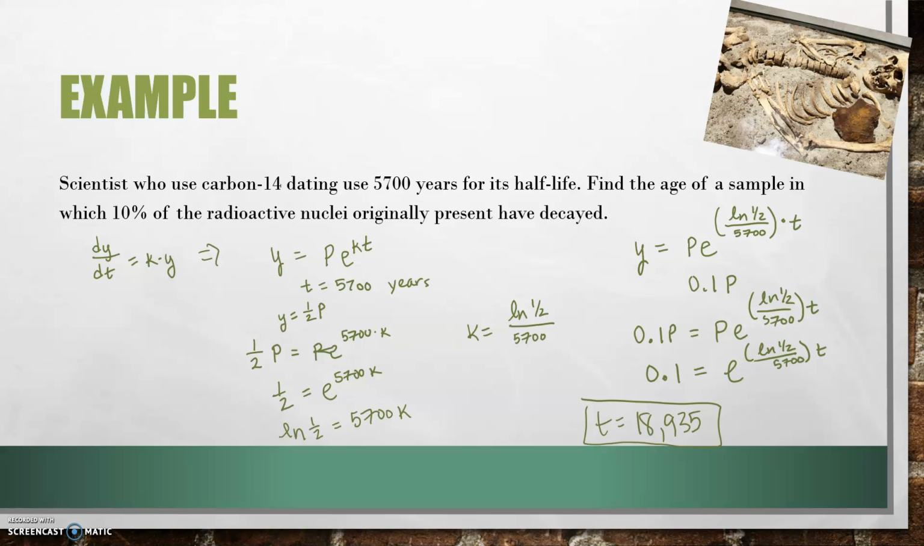So that's exponential decay. Really, you have to be comfortable with that PERT equation and using it to figure out what the k is with two data points, and what P is, which stands for the initial amount. All right, good luck.